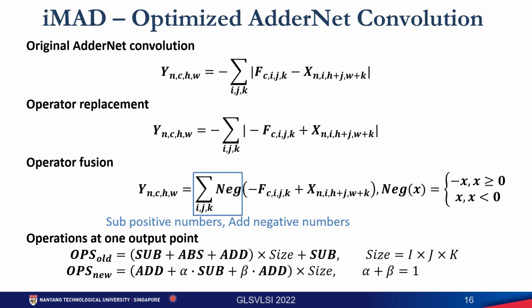Therefore, the operations at one output point are shown in the equations below. The proposed new algorithm only has two operations in the innermost loop, because the summation of alpha and beta is 1. Next, let's see how we map the optimized convolution algorithm to our accelerator.